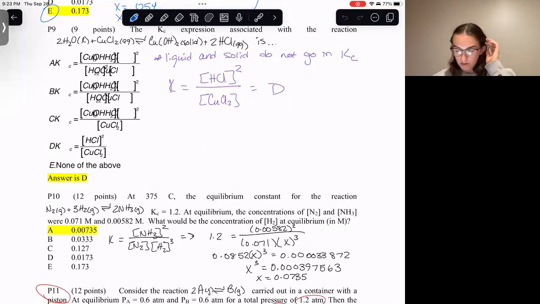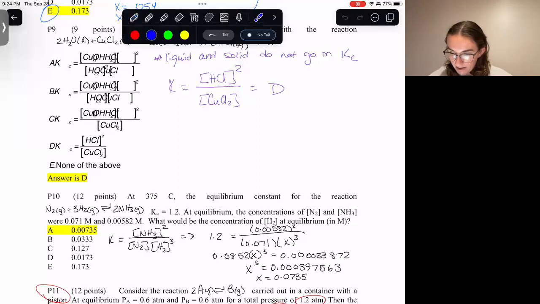Okay, so for question 10, we have at 375 degrees Celsius, the equilibrium constant for the reaction there is K equal to 1.2. And at equilibrium, the concentrations of N2, H2, and NH3 were those respectively. We want to know what the concentration of H2 is at equilibrium. So for this one, you need to know what K would look like. I wrote that out first, and your product is your NH3, so that's going to go on top. It has a 2 coefficient, so that means it's squared.